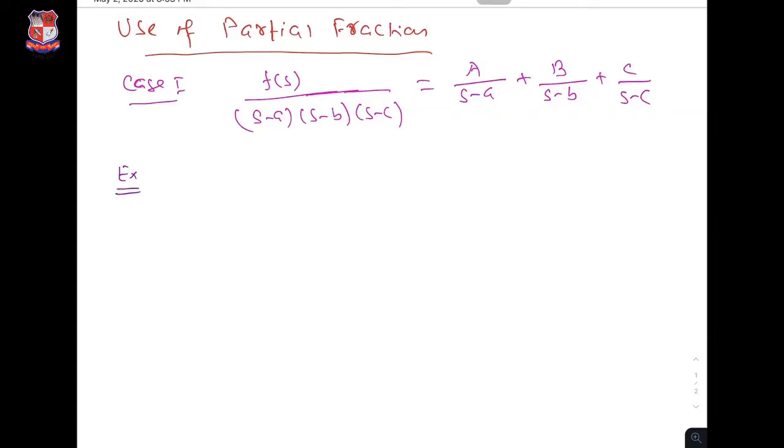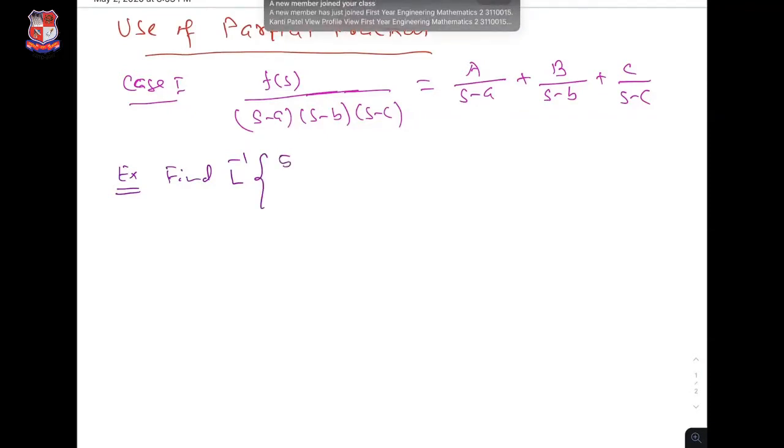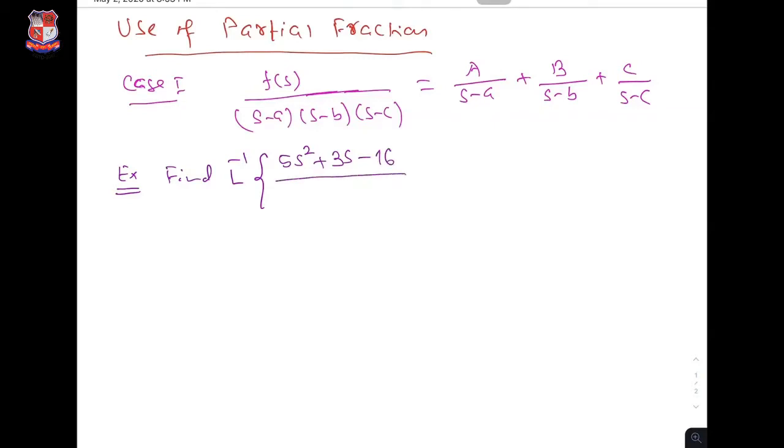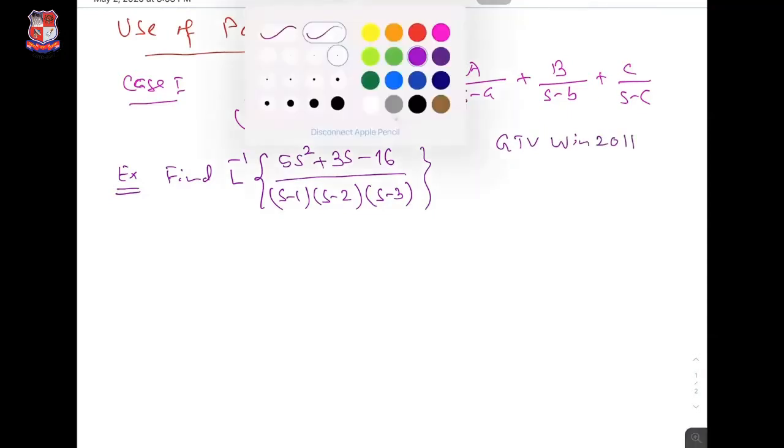So the question is, find the inverse Laplace transform of (5s square plus 3s minus 16) over (s minus 1)(s minus 2)(s plus 3). This was asked in GTU winter 2011.